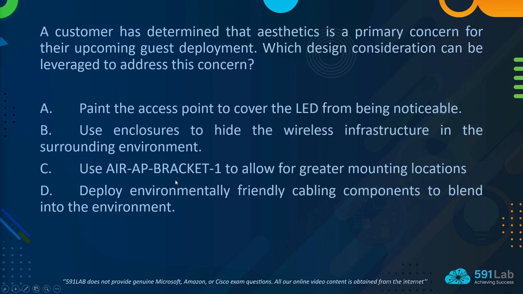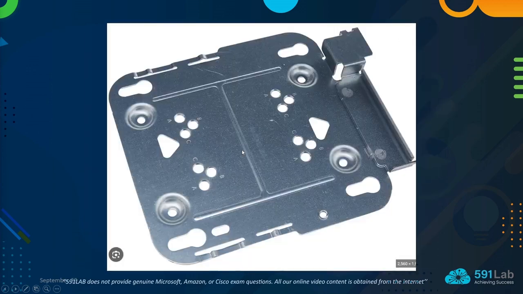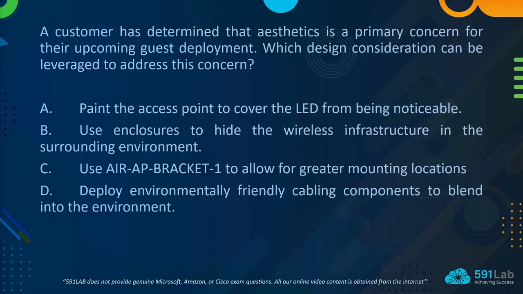I really want to show you this Air AP bracket -1 so you can have an idea what I'm talking about. So this is the air bracket. It will not make the access point look better. Basically, this is what we use to install the AP on the ceiling or on the wall. This is just a tool so we can screw the access point against a wall or a ceiling. I don't think this is the correct answer because it will not give us a better aesthetics.